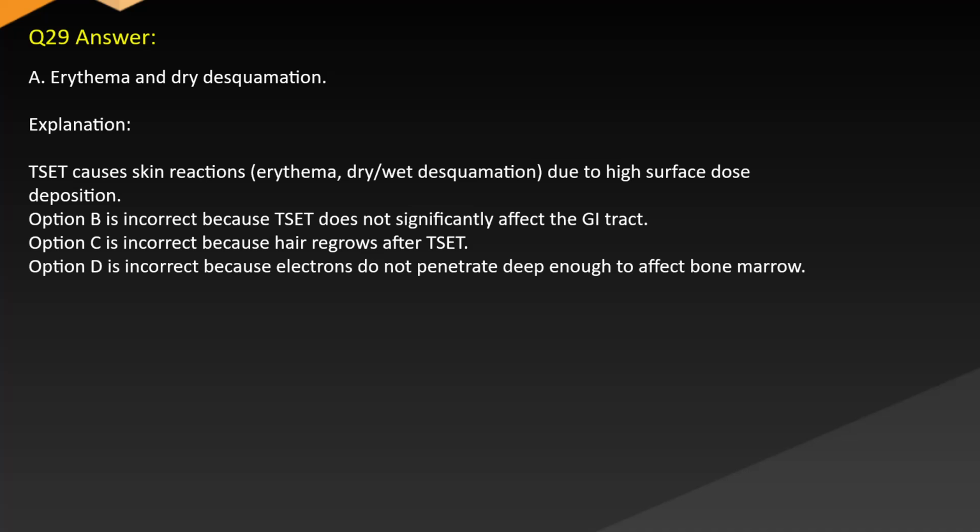Answer A. Erythema and dry desquamation. Explanation: TSET causes skin reactions, erythema with dry desquamation, due to high surface dose deposition. Option B is incorrect because TSET does not significantly affect the GI tract. Option C is incorrect because hair regrows after TSET. Option D is incorrect because electrons do not penetrate deep enough to affect bone marrow.